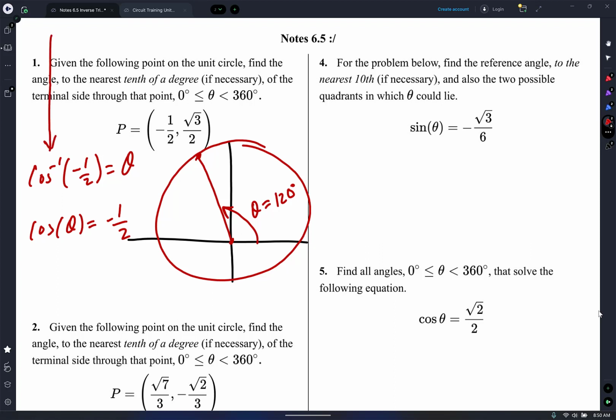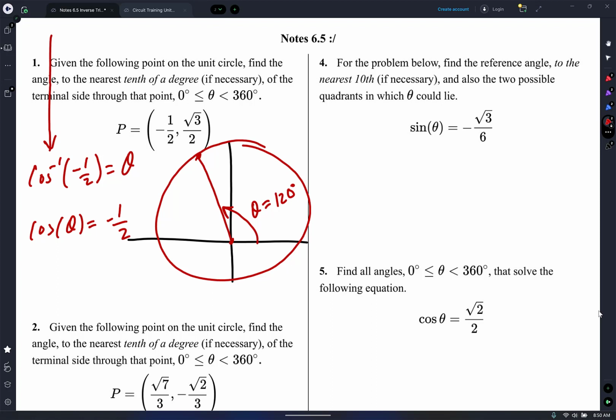How do you pronounce cosine to the -1? There's two ways to pronounce it. You can say arc cosine. So say it with me: arc cosine. Or you can also say inverse cosine. Say inverse cosine. Perfect. So when you talk to your professor, you can say arc cosine of -1/2, or inverse cosine of -1/2. Don't call it cosine to the -1, because technically you're saying reciprocal there. That's arc cosine or inverse cosine.